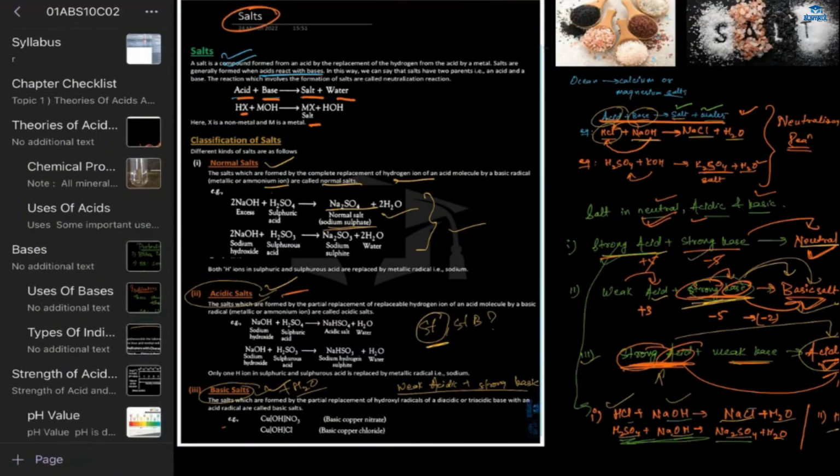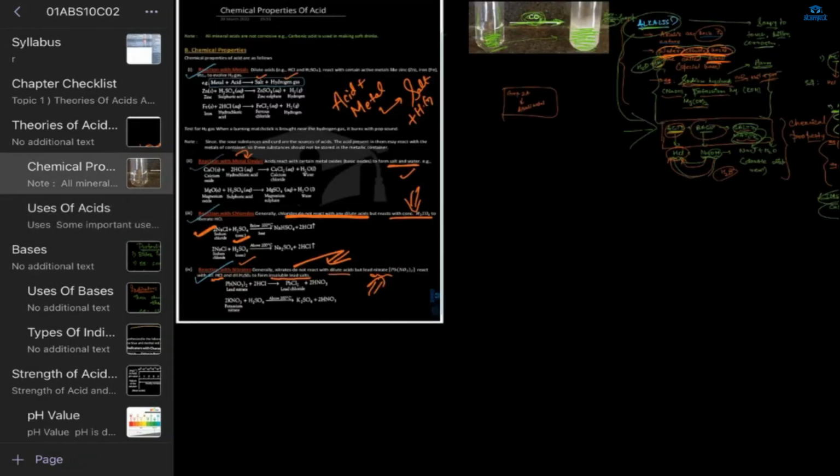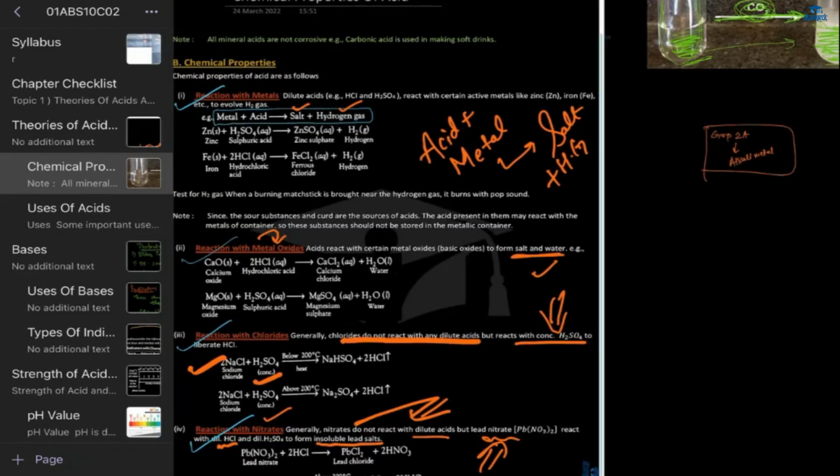In the last class we discussed the uses of acids and the chemical properties of acids. We did it, right? We were done till here. Now we have to start with bases.